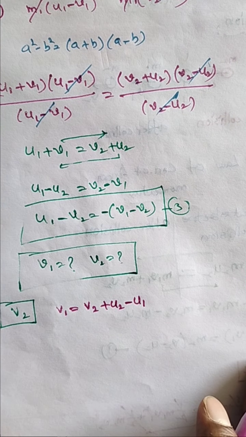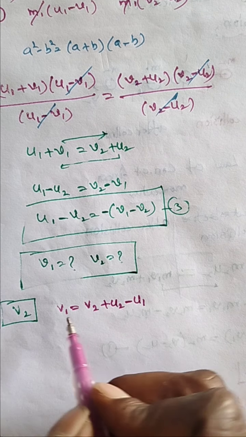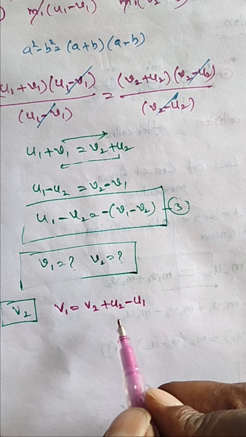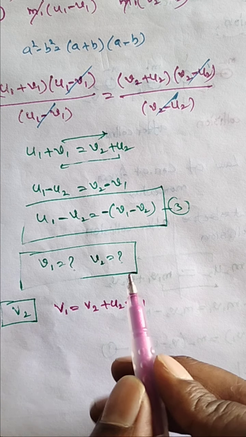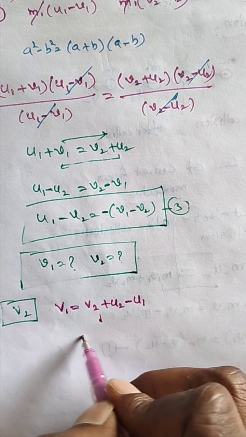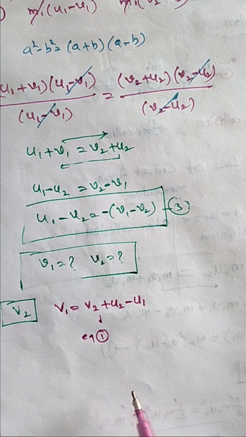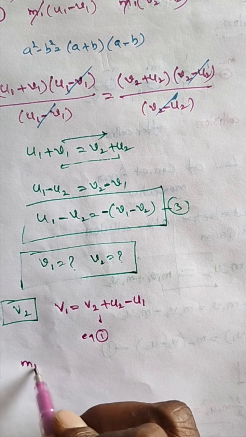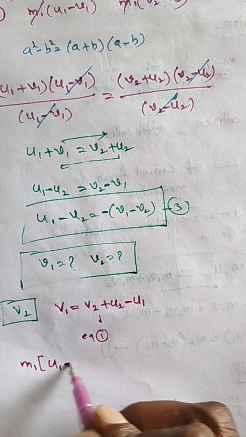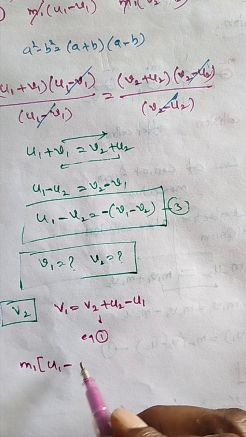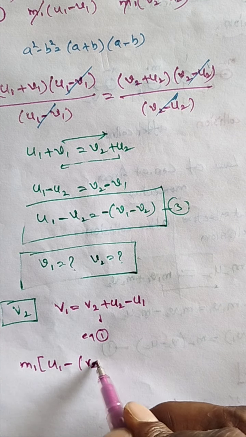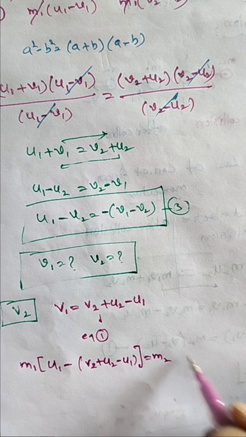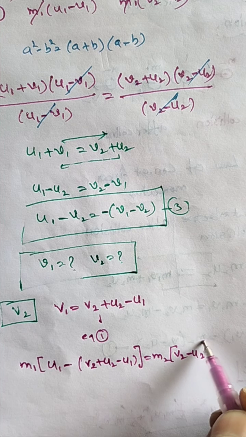Substitute. So this is equation 1. Here v1 is equal to v2 plus u2 minus u1. So substituting this v1 value in the first equation, equation 1. That is m1 into (u1 minus v1), where v1 means v2 plus u2 minus u1, is equal to m2 (v2 minus u2).